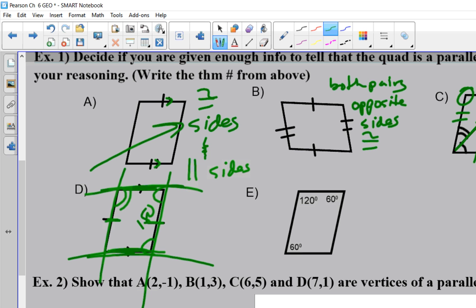Sorry about that. I could do a whole bunch of stuff there and maybe get there, but I don't think I have enough information there. I definitely can't use one of the theorems above. So I'm just going to say not enough information.